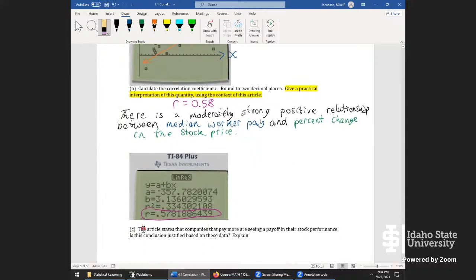With that in mind, here's where things go a little bit wrong. Part C says, the article states that companies that pay more are seeing a payoff in their stock performance. Is this conclusion justified based on the data? Well, it turns out that conclusion is not justified, and it's kind of subtle to see why. Anyone see why this is the wrong conclusion?